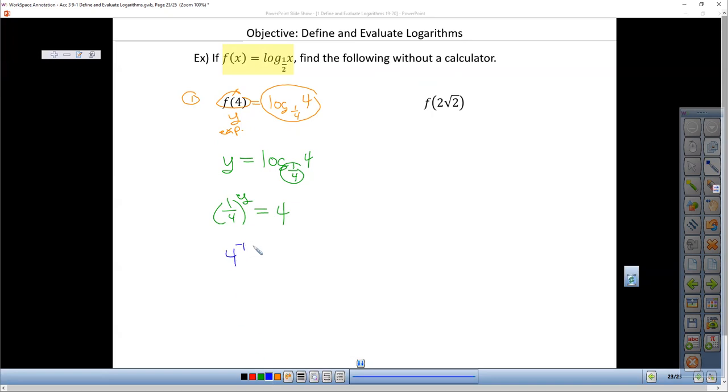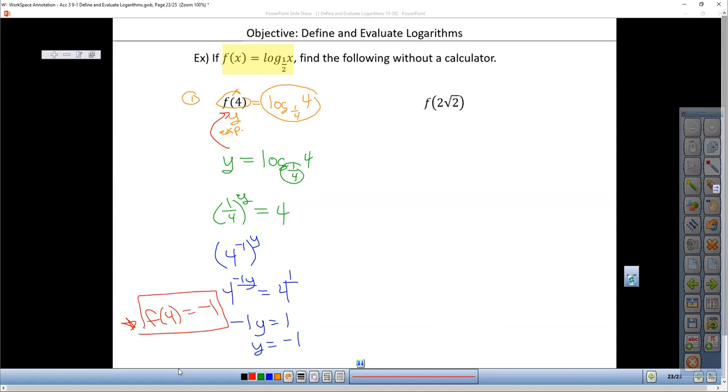1/4 is 4 to the negative first power, which is 4 to the negative 1y. 4 to the first power there, so negative 1y equals 1. Therefore, y equals negative 1. So that's f of 4 in this case, because that's our y value, is f of 4. So our conclusion would be f of 4 equals negative 1, like so.